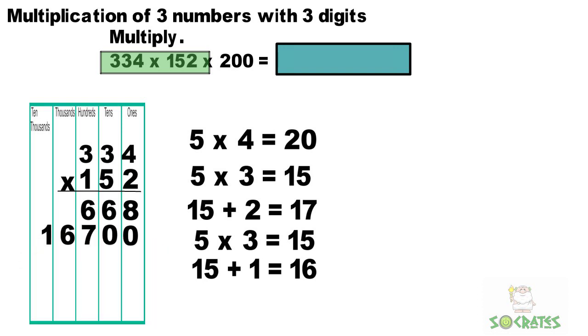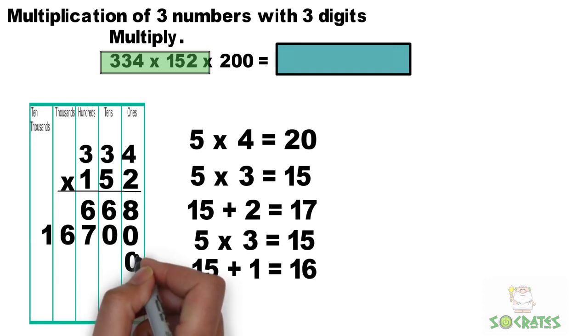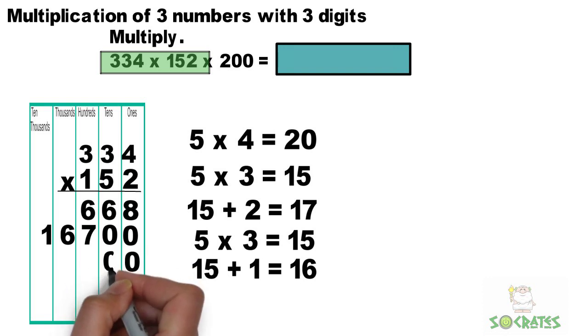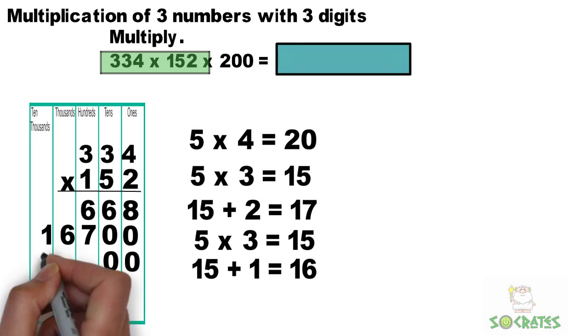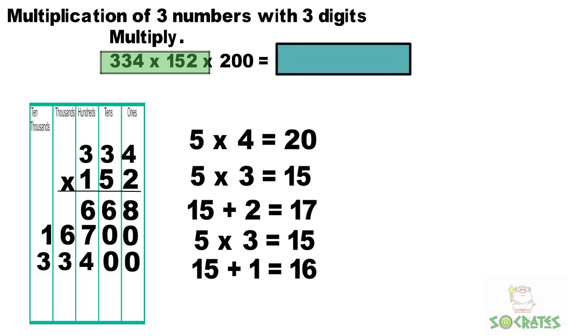Next, we need to multiply by 100. So we put a 0 in the ones, and we put a 0 in the tens, and now we multiply by 1, which is 334. So now you add all three numbers together.